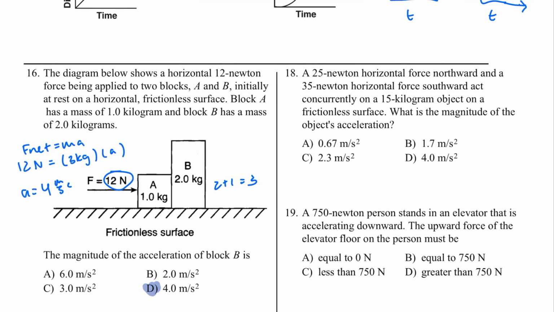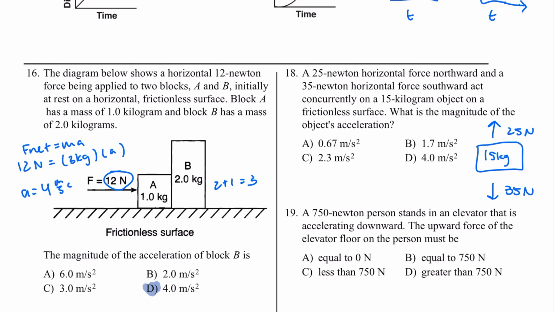18. A 25 Newton horizontal force northward and a 35 Newton horizontal force southward act concurrently on a 15 kilogram object on a frictionless surface. What is the magnitude of the object's acceleration? Okay, so let's draw this out. There's a 15 kilogram object here, and there is a 25 Newton force acting on it north, and a 35 Newton force acting on it south.